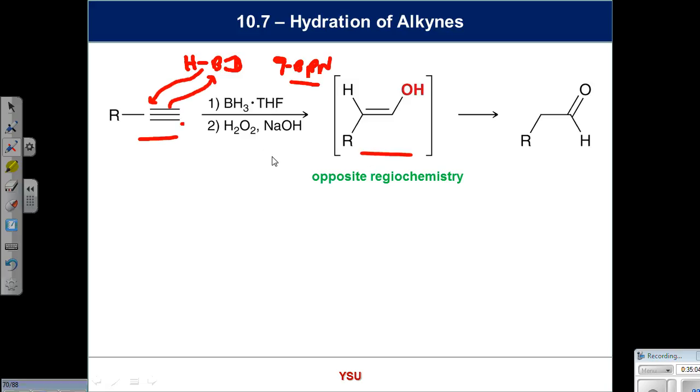In exactly the same way. Obviously after you do this, all the steps in there are the same. Don't learn this twice. All the steps in that process are the same as the steps for the addition to an alkene. And that gives you an enol.